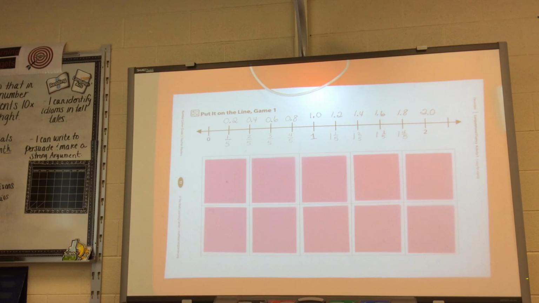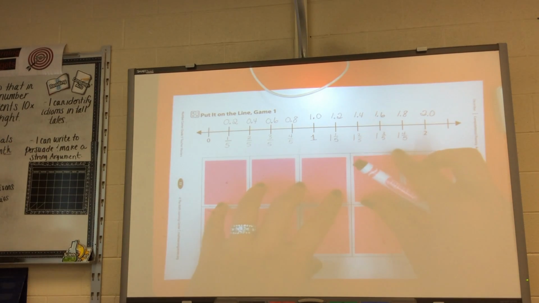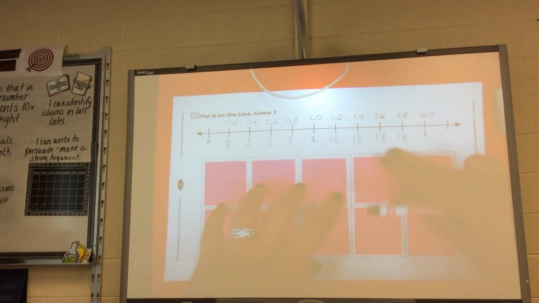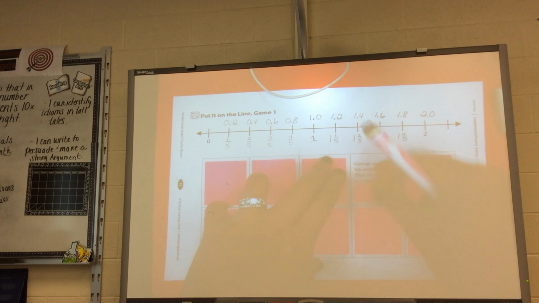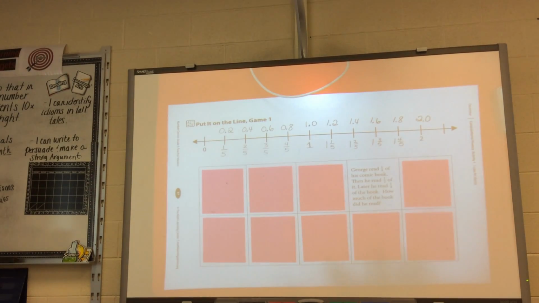I am going to take, let's see, which one do I want? I'm going to take this sticky note right here. I stuck it on so good I can't even get it off. Okay. And so here's my problem.